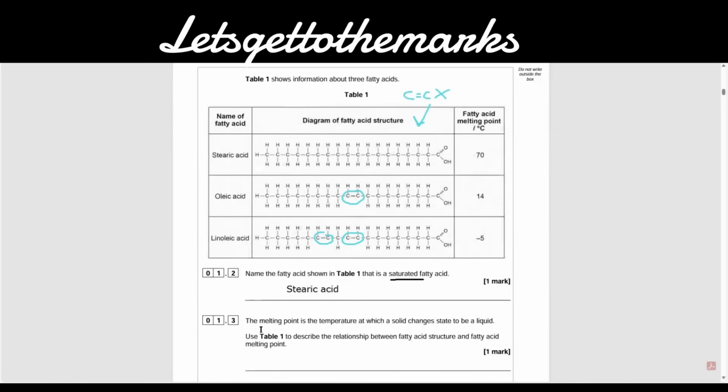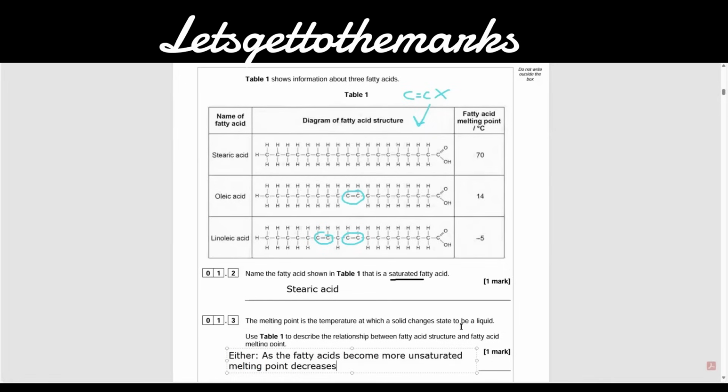The melting point is the temperature at which the solid changes to liquid. Use the table to describe the relationship between the fatty acid structure and the melting point. So look, as we go down from saturated to monounsaturated to polyunsaturated, the melting point decreases from 70 to -5. So we could say the more unsaturated or the more double bonds you have, the lower your melting point. That's one way of wording it. As the fatty acids become more unsaturated, the melting point decreases. So that's one way to get the mark.